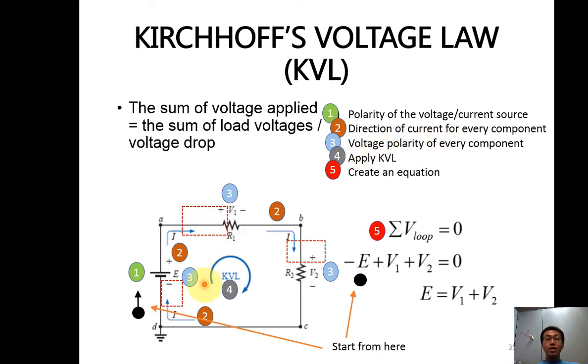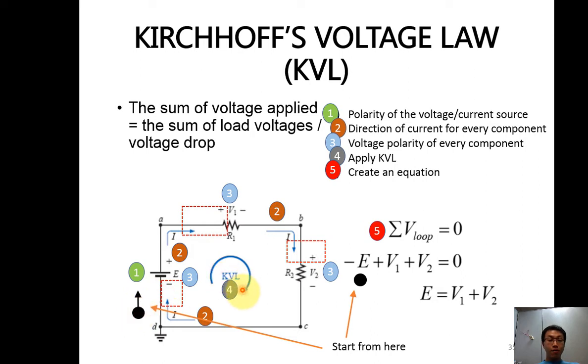Then fourth, I need to apply the KVL. Whether I want to go in this way as positive or I want to go back in this way as positive. So now my KVL goes in this way as positive. So I need to create an equation. According to the Kirchhoff voltage law, the summation of all the voltages in the loop must equal 0. So I need to know where my starting point is. My starting point is from here, and goes one round like this.